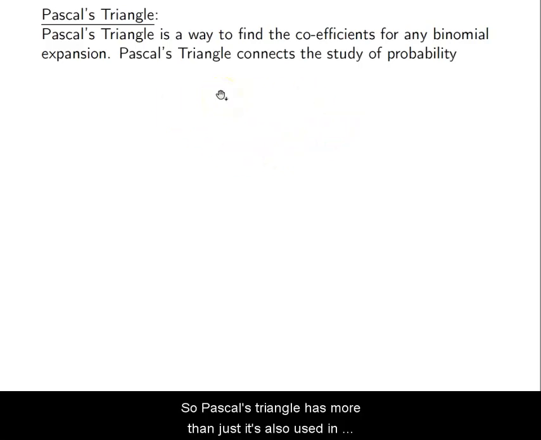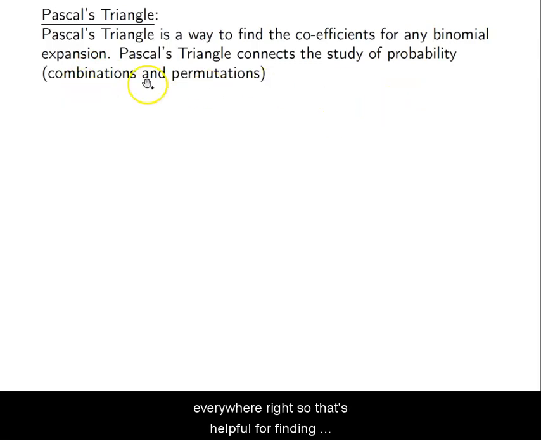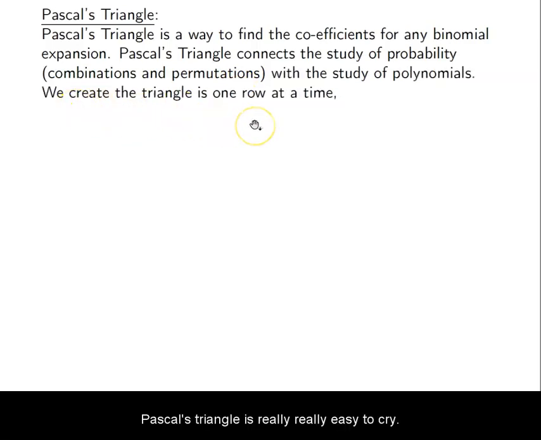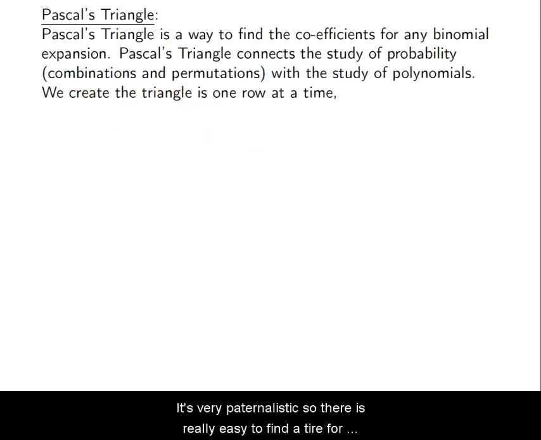Pascal's triangle is useful because it's used more than just polynomials. It's also used in probability theory and in statistics. It's kind of used everywhere, right? It's helpful for finding combinations and permutations, which we're not going to go over now. But again, if you're interested in that kind of stuff, you could go to my pre-calc stuff and look at it there. Okay. So Pascal's triangle is really easy to create, and it's very patternistic.